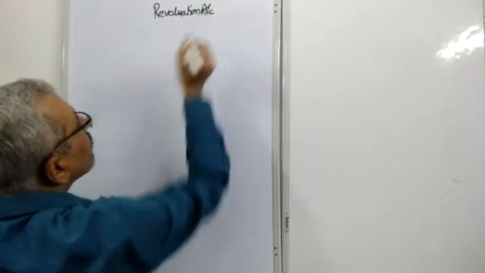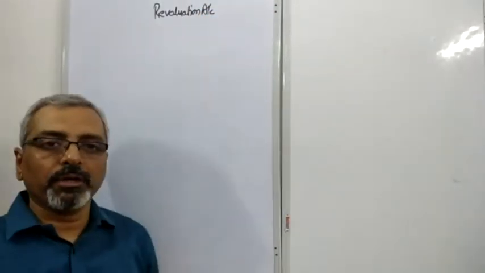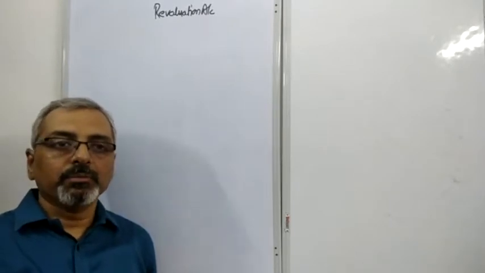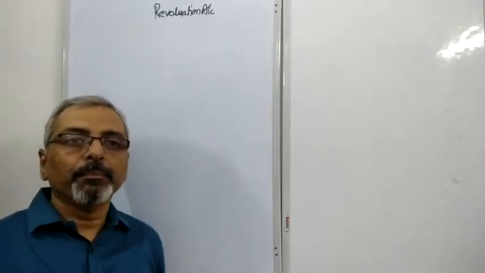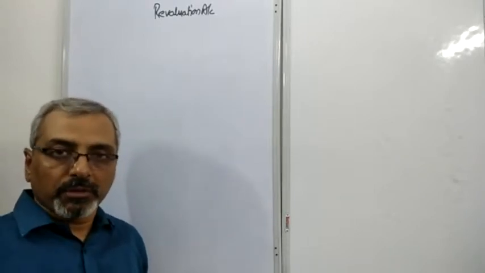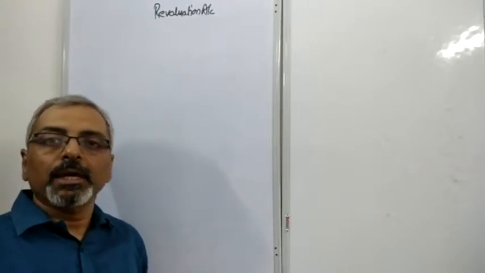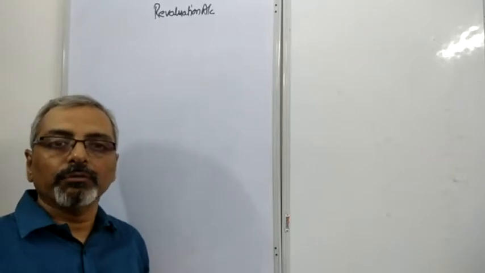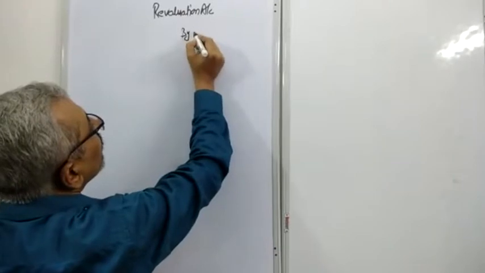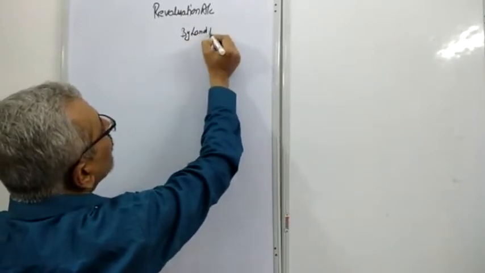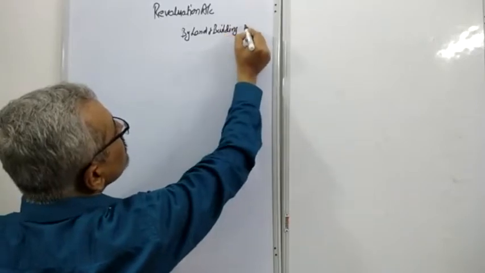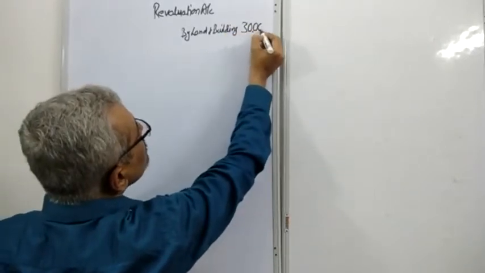Revaluation account. The first revaluation, if you read it very carefully, is that land and building has been appreciated by 30,000. That means the value has increased, and whenever the value of an asset increases, it will go to the credit side of the revaluation account. So we'll post it on the credit side by land and building, and the amount is 30,000.